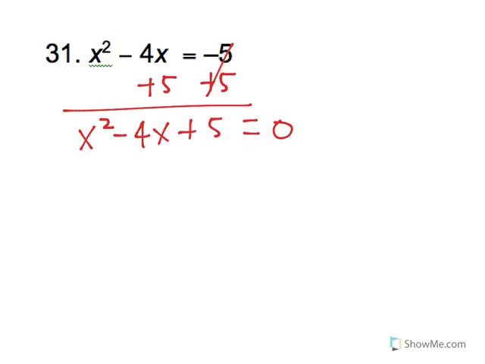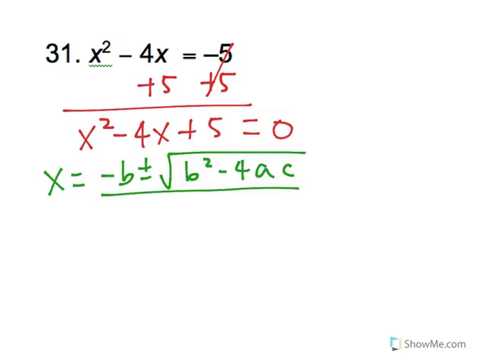We can try to factor, but I don't think it's going to work out because there are no two numbers that will multiply to get 5 and add up to get 4. So we cannot factor this one. So we're going to have to use the quadratic formula, which is given by x equals negative b plus or minus square root of b squared minus 4ac all over 2a.